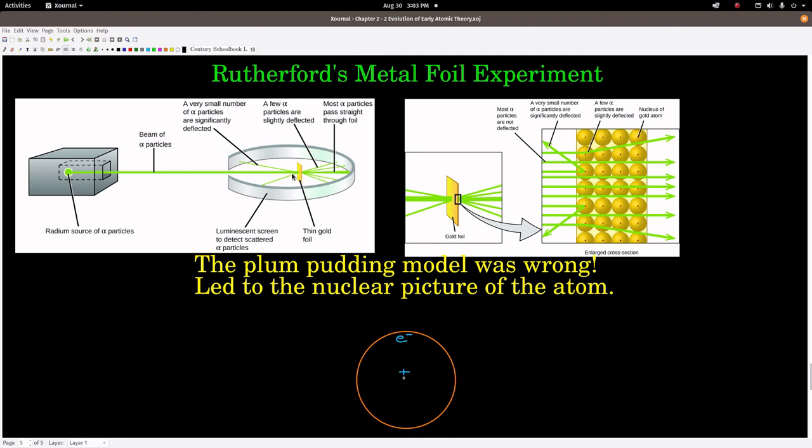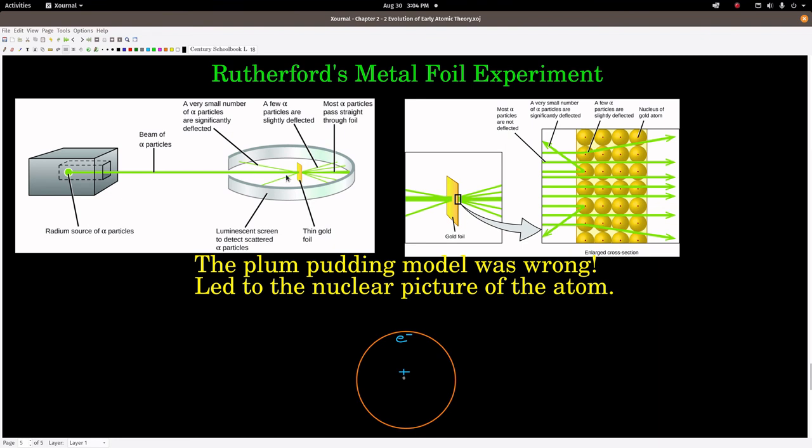So if the plum pudding model were correct, what should happen is when this beam of alpha particles hit this metal, it should go straight through, and we should see all the particles hitting directly behind that piece of metal foil, with very little, if any, deflection. And for the most part, that's actually what he saw. But the people that were doing this experiment along with Rutherford found that there were some fairly large deflections, like almost straight back, some of them. And that just didn't make sense. They kept doing it and doing it, and they kept finding the same thing.